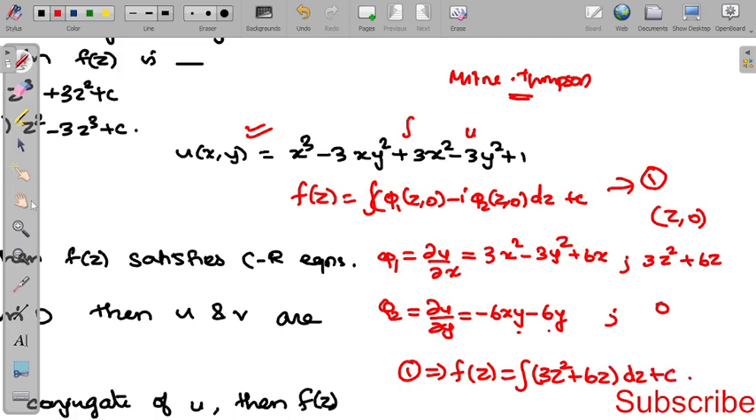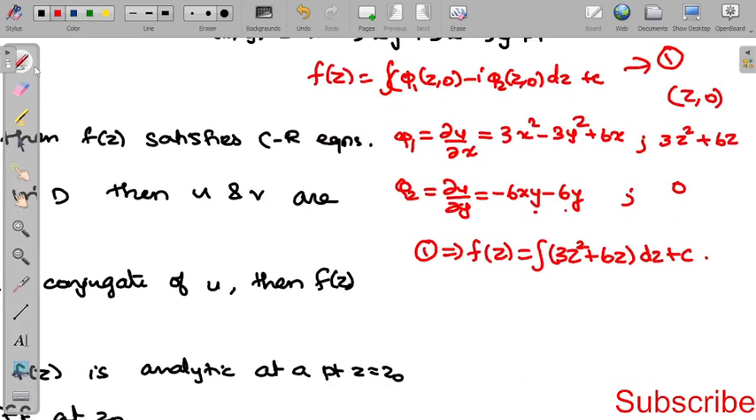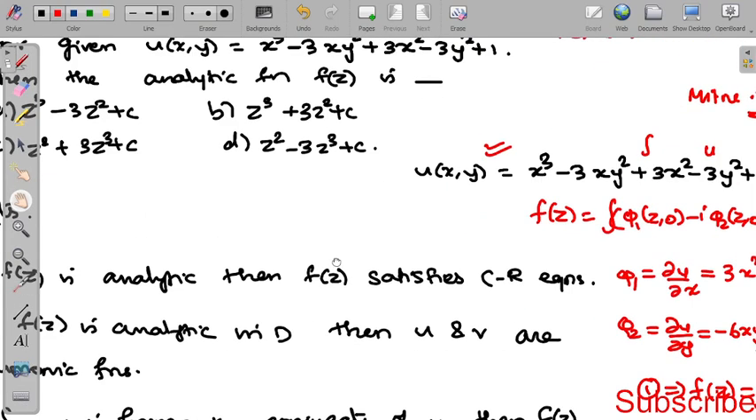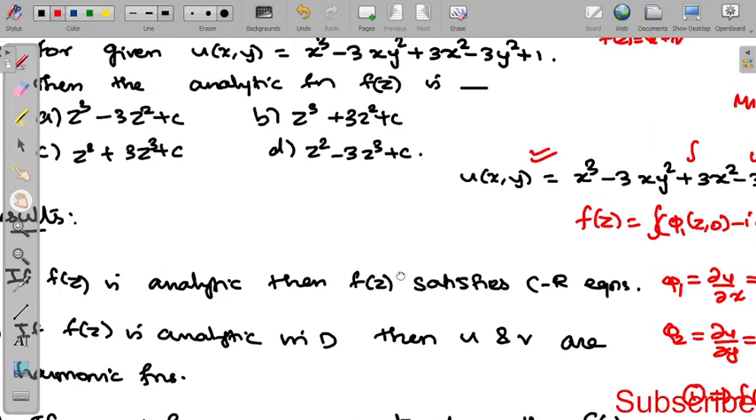So that we will get, that is equal to 3z cube divided by 3 plus 6z square divided by 2 plus constant c. So it is equal to z cube plus 3z square plus constant c. So option B is the right one.